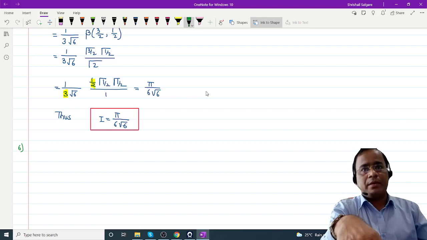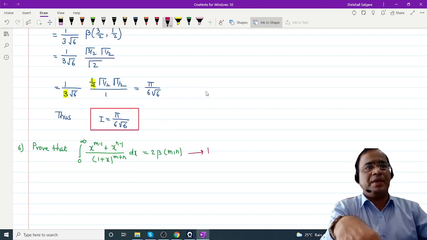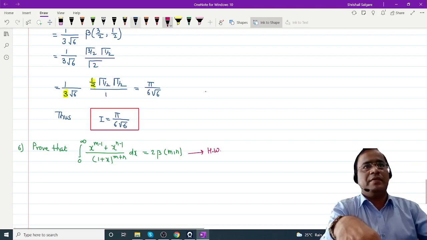6th. Prove that integral 0 to infinity of x raised to m minus 1 plus x raised to n minus 1, divided by 1 plus x raised to m plus n, dx, is given as 2 times beta of m, n. Only I will explain the steps here. So for this example, the complete steps you have to complete as homework. I will explain the steps.